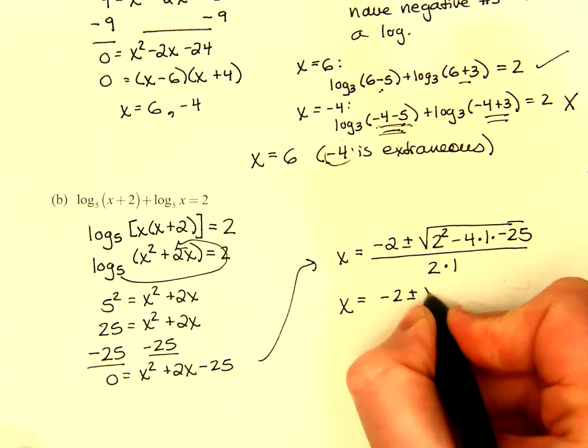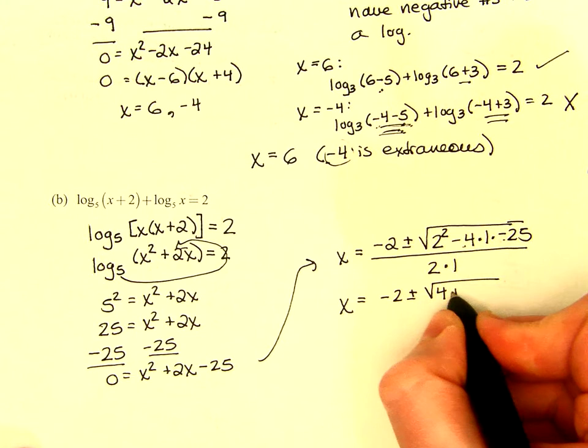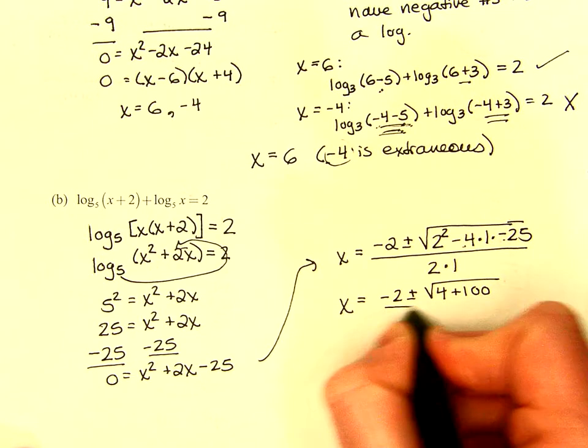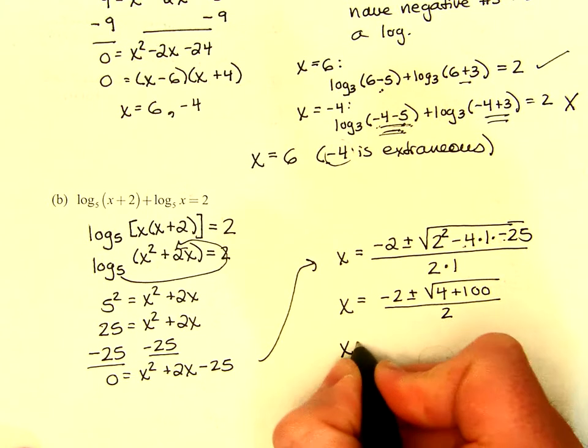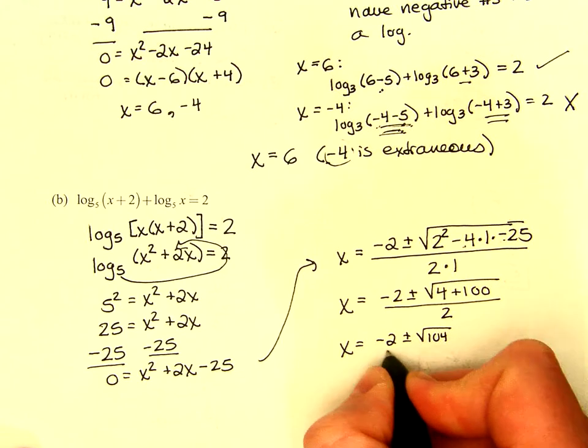Negative 2 plus or minus the square root of 4. Your double negatives there are going to make this into a plus, so plus 100, divided by 2. And we're going to get negative 2 plus or minus the square root of 104, divided by 2.